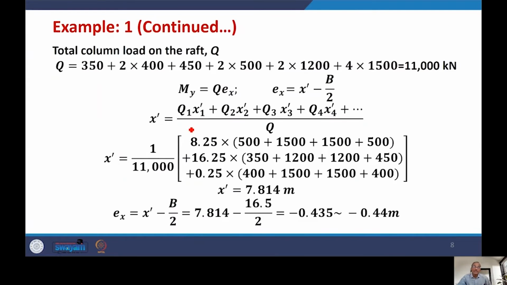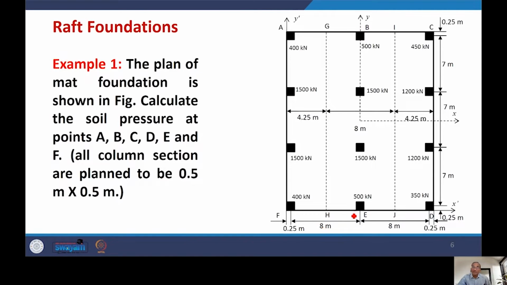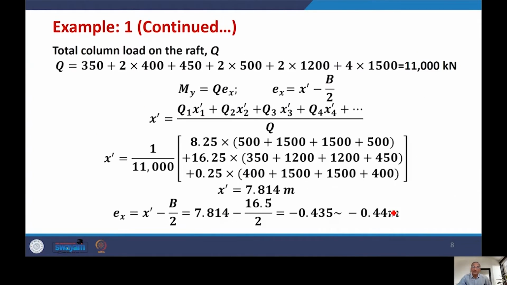So what you get here is Q1 X1 plus Q2 X2 and so on. For the first column, this is 8.25, which is for this row. At this row you have two loads of 500, 500, and two loads of 1500, 1500. Then 16.25 for the last row and the first row. You sum up all these and divide by 11,000. So you get X prime as 7.814 meter.